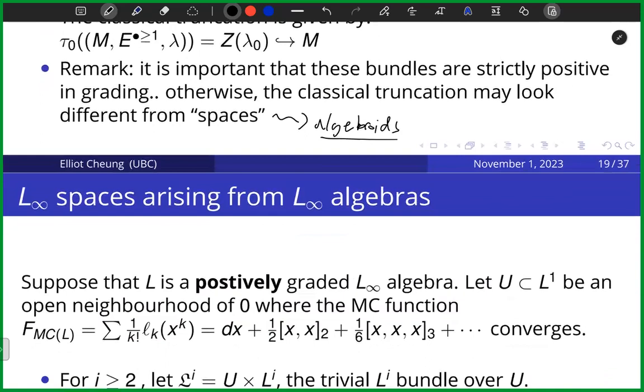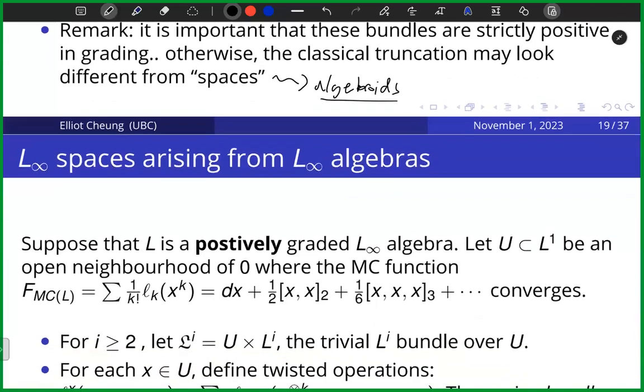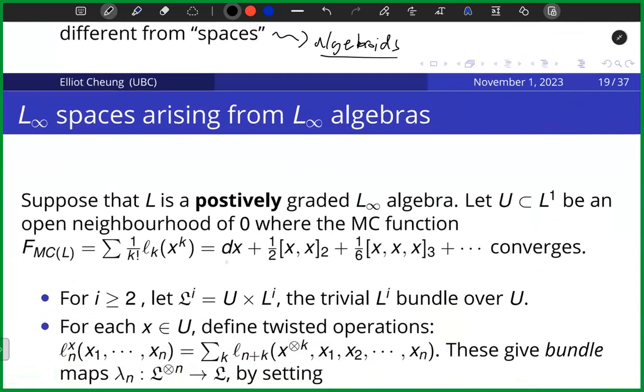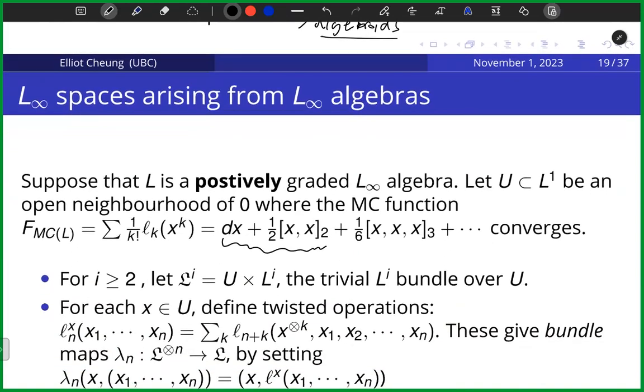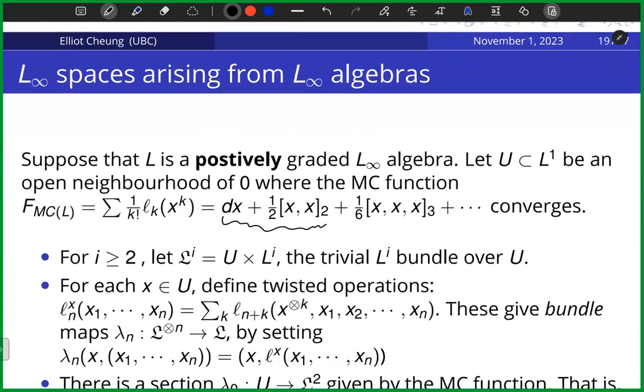So suppose that L is a positively graded L infinity algebra, and we want to make a condition that there's some open neighborhood of the origin where this Maurer-Cartan function converges. Usually the Maurer-Cartan equation involves just these two terms, but in the presence of higher operations, it is an infinite series involving all the operations. So there's a question of convergence of this function. But we assume that these L infinity algebras have a condition where we can find an open set where this converges.